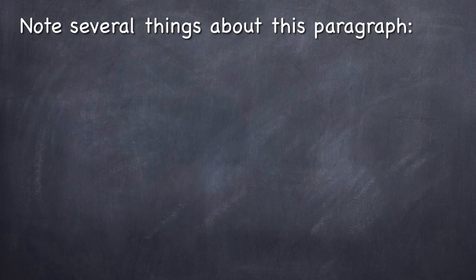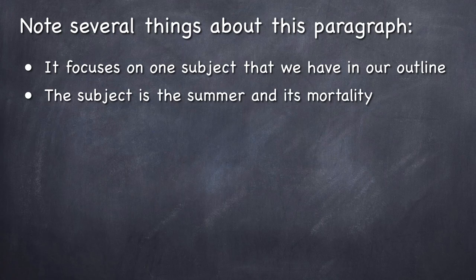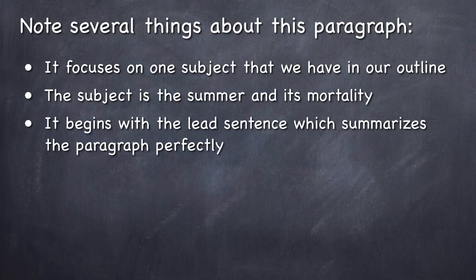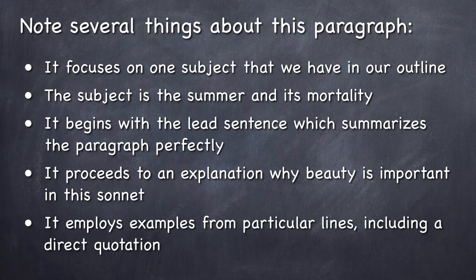Note several things about this paragraph. It focuses on one subject that we have in our outline. In other words, you should be sticking to your outline. The subject is the summer and its mortality. It begins with a lead sentence which summarizes the paragraph perfectly. It proceeds to an explanation why beauty is important in the sonnet. And finally, it ends with examples from particular lines, including a direct quotation.